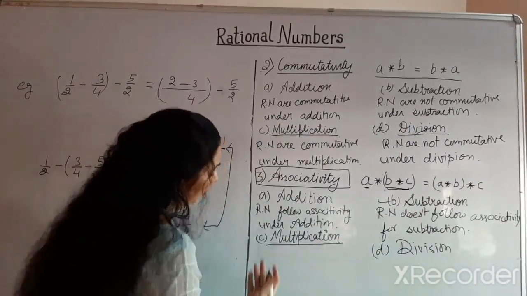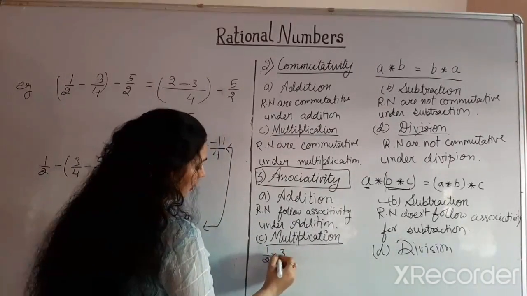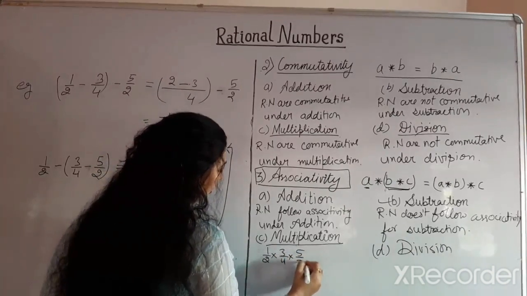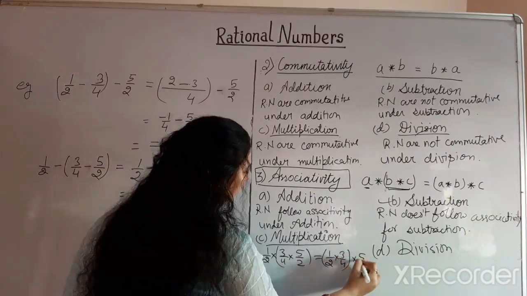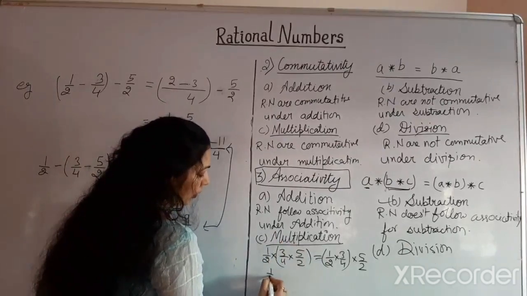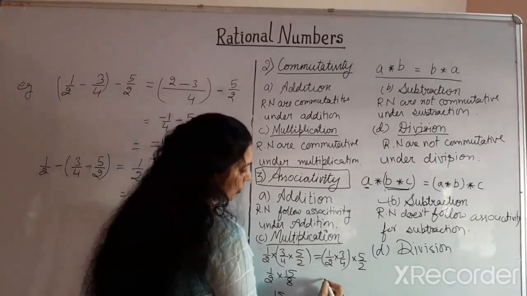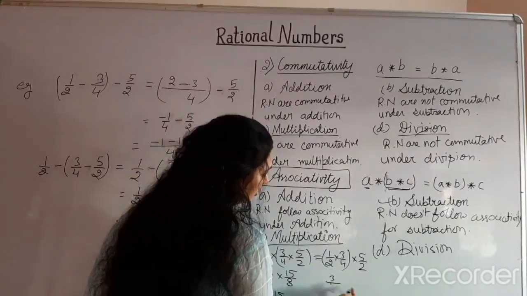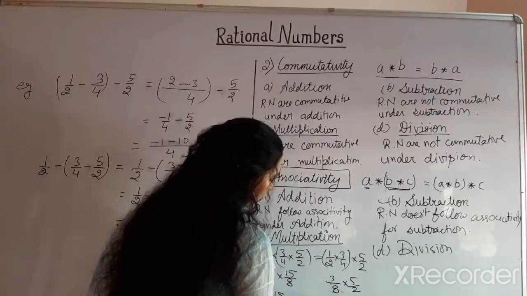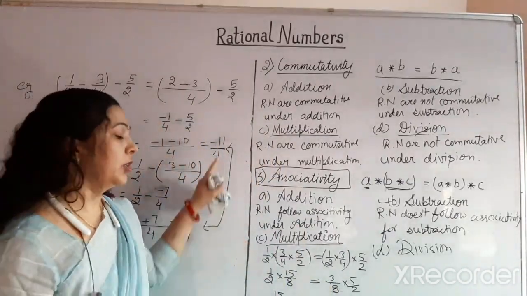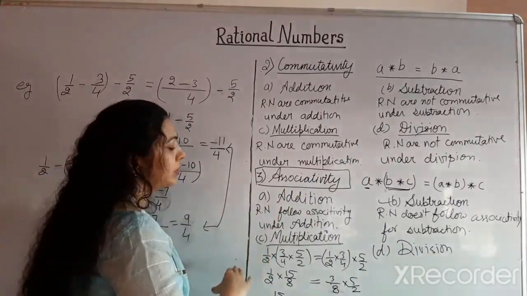Now, for multiplication. If we multiply any three rational numbers, suppose 1 upon 2 multiplied by 3 upon 4 multiplied by 5 upon 2, it can be easily seen that 1 upon 2 multiplied by 15 upon 8 gives 15 upon 16. And here also 3 upon 8 multiplied by 5 by 2 gives 15 upon 16. Both are equal. So rational numbers are associative under multiplication.